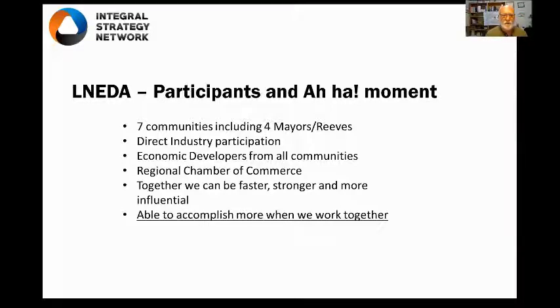They had significant direct industry participation. Again, they brought all of their resources together to do this. They had economic developers from all of the communities that had them. Regional chambers of commerce participated, and they recognized that together they could be faster, stronger, and more influential. They knew ultimately at the end of the day that they would be able to accomplish much more when they work together. So, you know, the words collaboration and work together, they're easy to say. They're really not easy to do, though.